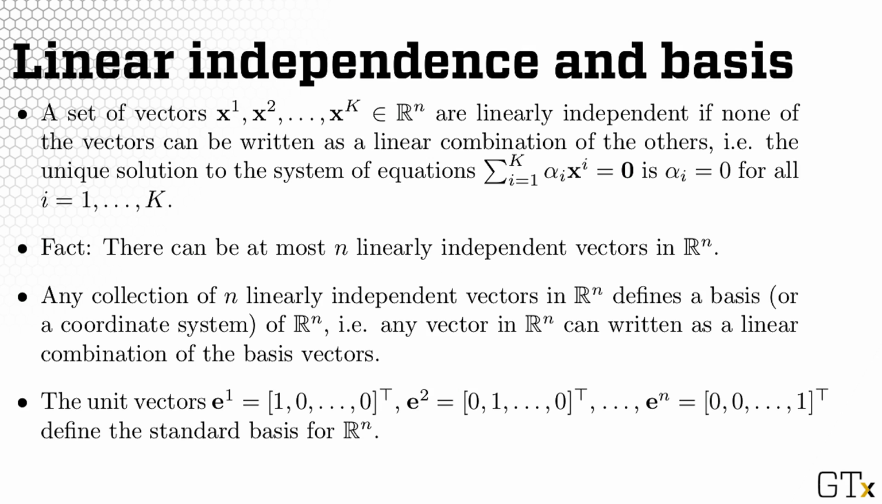Now let's talk about linear independence. A set of vectors, here I have x1, x2, up to xk, these are all vectors, k vectors in n-dimensional space, so in R^n, are linearly independent if none of the vectors can be written as a linear combination of the other vectors. So I cannot take one vector and write it as some scalar sum of the other vectors.